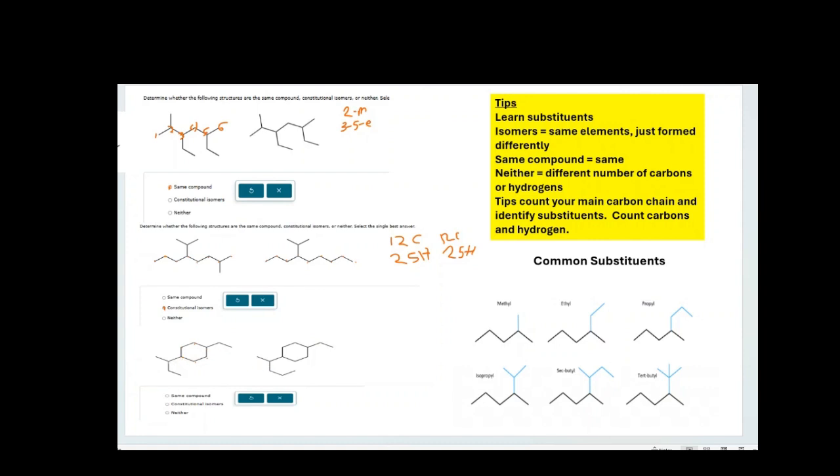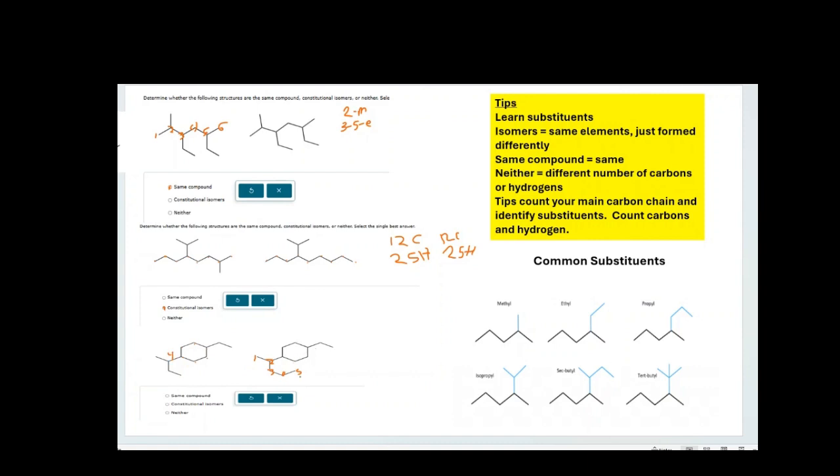You have, let's count it, 1, 2, 3, 4. So you have kind of a sec-butyl right here. And then right here, you got more of a pentane. So let's count the carbons here. You got 1, 2, 3, 4, 5, versus with this carbon chain, you only have 4. So because of that, that means your carbon counts don't match up.